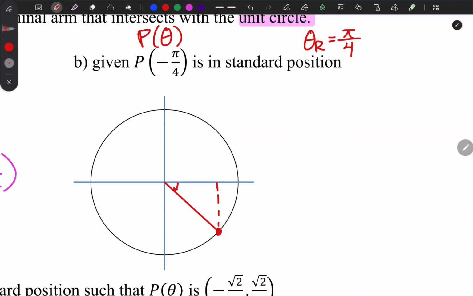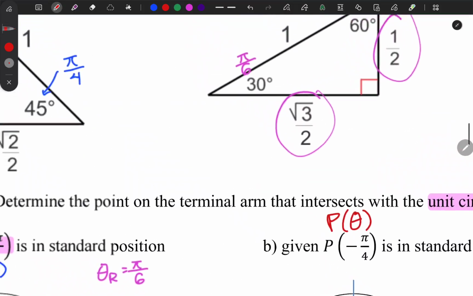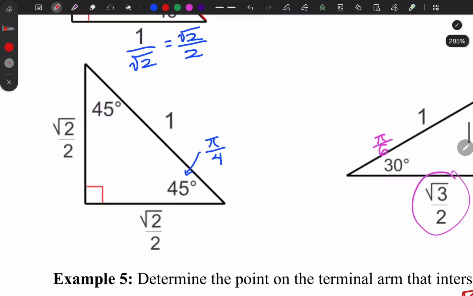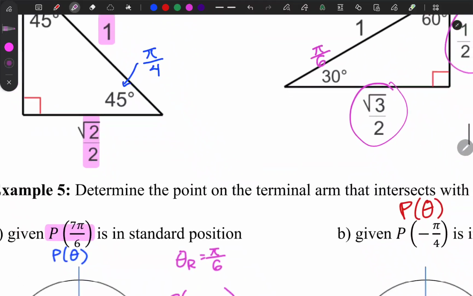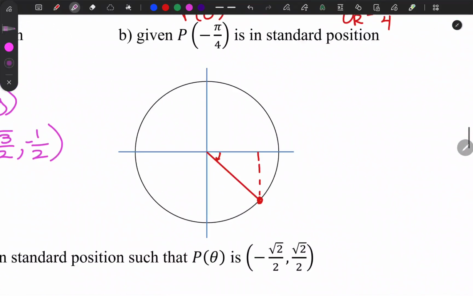Now, because our reference angle is pi over 4, again, we want to pick a special triangle. Let's go back to our special triangles and find one with an angle of pi over 4. We can see that our side lengths are root 2 over 2, and our radius is 1. So let's put those same side lengths on our triangle, and we just need to check the signs for x and y. So this will be positive root 2 over 2. This will be negative root 2 over 2. This will be 1.